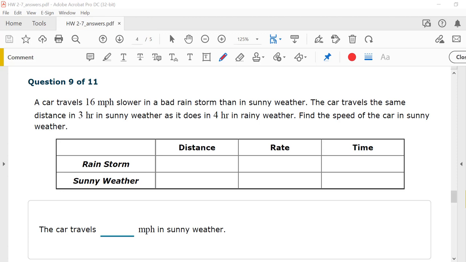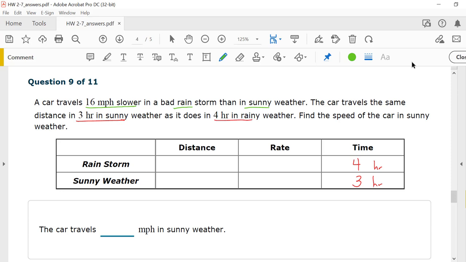Okay, let's get the time first. The car travels the same distance 3 hours in sunny weather as it does in 4 hours of rainy weather. So in the rainstorm it travels for 4 hours, and in sunny weather it travels for 3 hours. Okay, let's talk about the rate. A car travels 16 miles per hour slower in rain than it does in sunny.